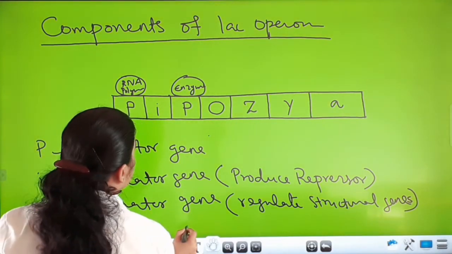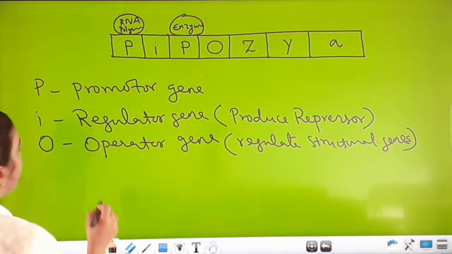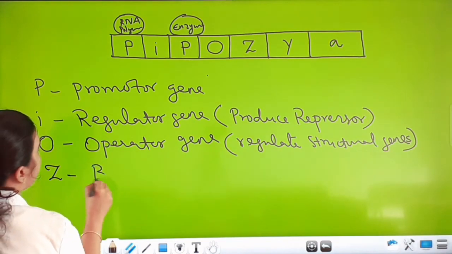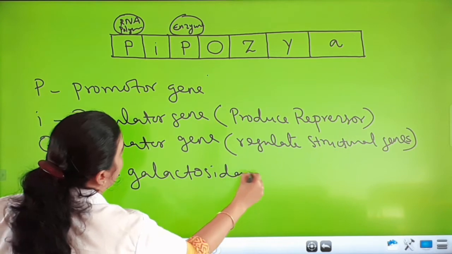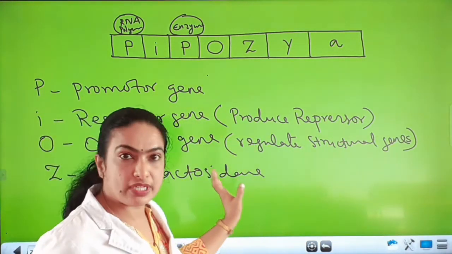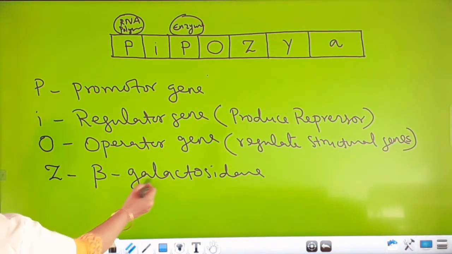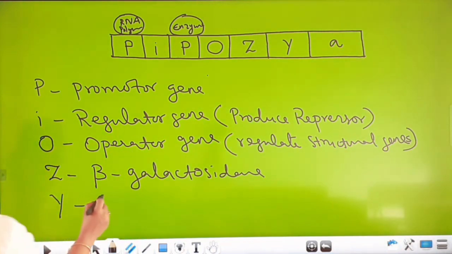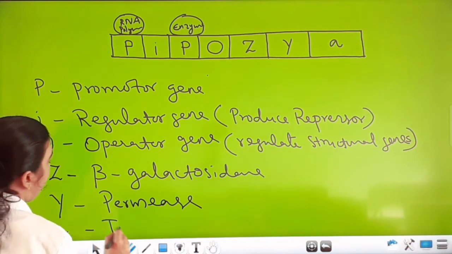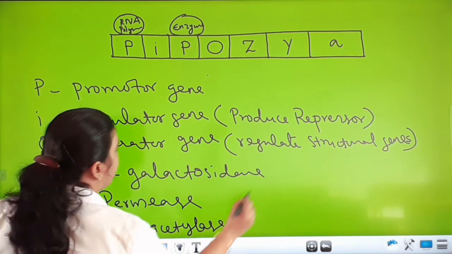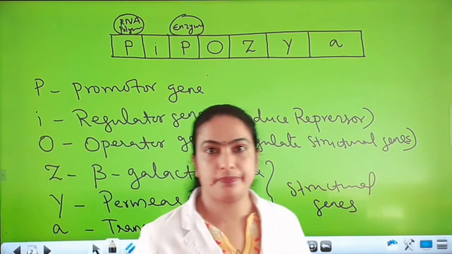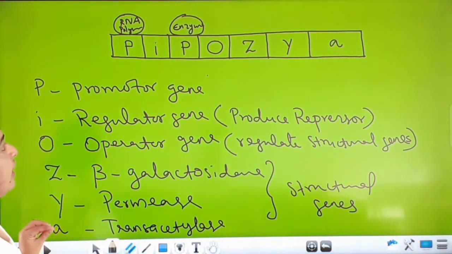Okay, now we can see. The first one, Z gene, is responsible for the production of the enzyme beta galactosidase. The Z, Y and A genes are called structural genes. Three structural genes are there as it is polycistronic. The Z gene is responsible for the production of beta galactosidase, the Y gene is responsible for the production of the enzyme permease, and the A gene is responsible for the production of the enzyme transacetylase. So these three are structural genes in the operon. This is the structure or components of a Lac operon.